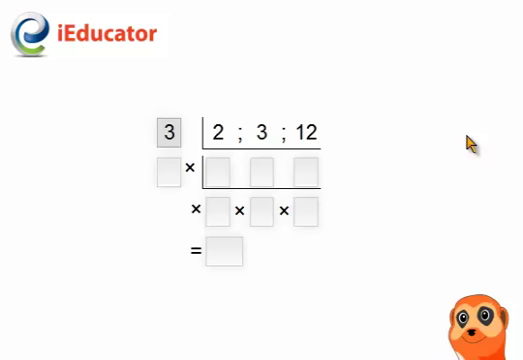Now, 3 can go into 2, no. I use the tab function. So tab, 3 can't go into 2, I leave the answer as 2. 3 can go into 3 once, and 3 can go into 12 4 times. Now we're going to have to deal with the second round, 2, 1, and 4.